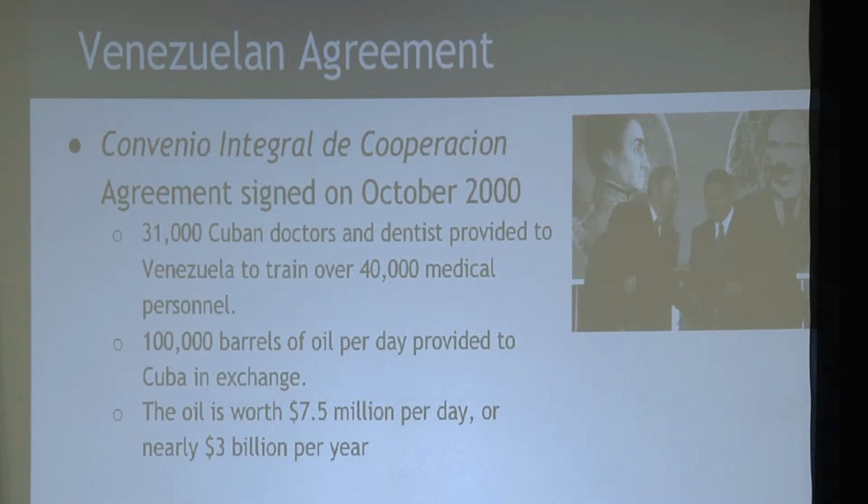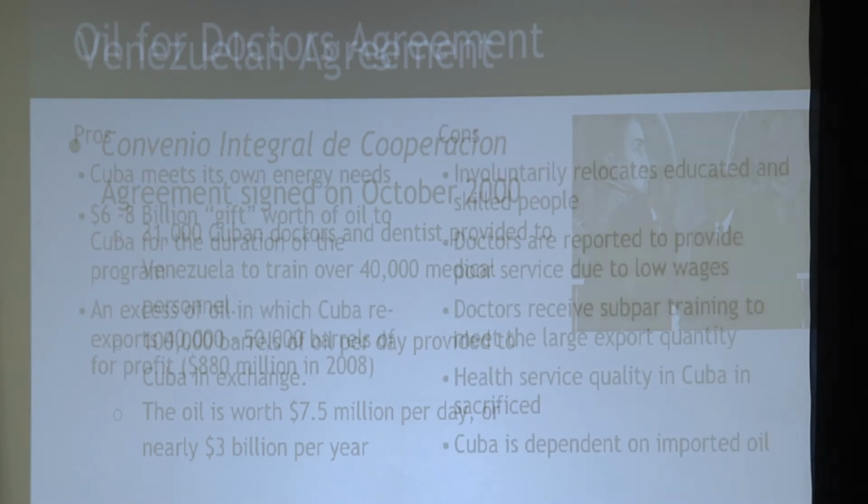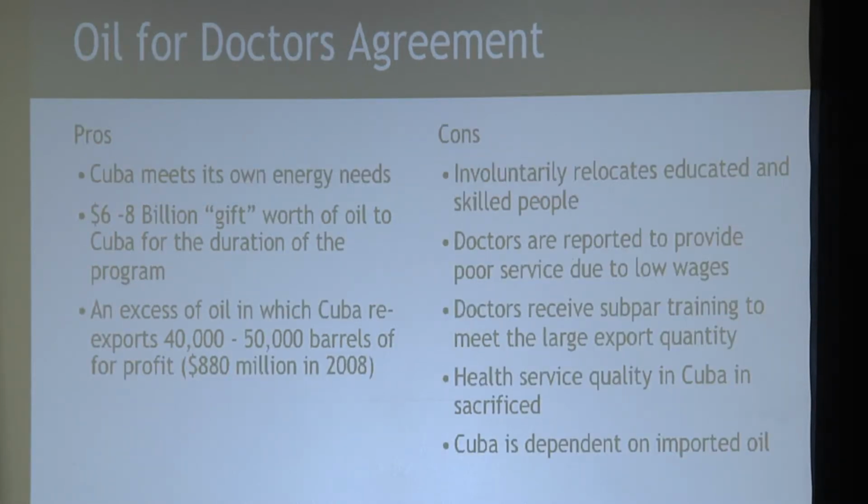In exchange, Cuba got 100,000 barrels of oil a day as this trade. The oil is worth $7 million a day, almost $3 billion per year. So this oil for doctors agreement has its pros and cons. Cuba gets to meet their own energy needs. They have this gift of excess oil where they have doctors coming in, but there's also a lot of cons.